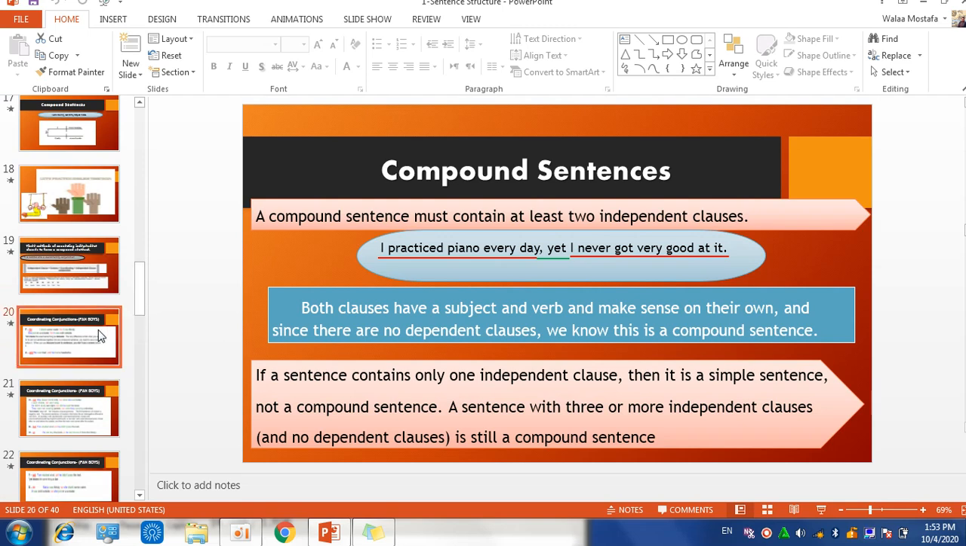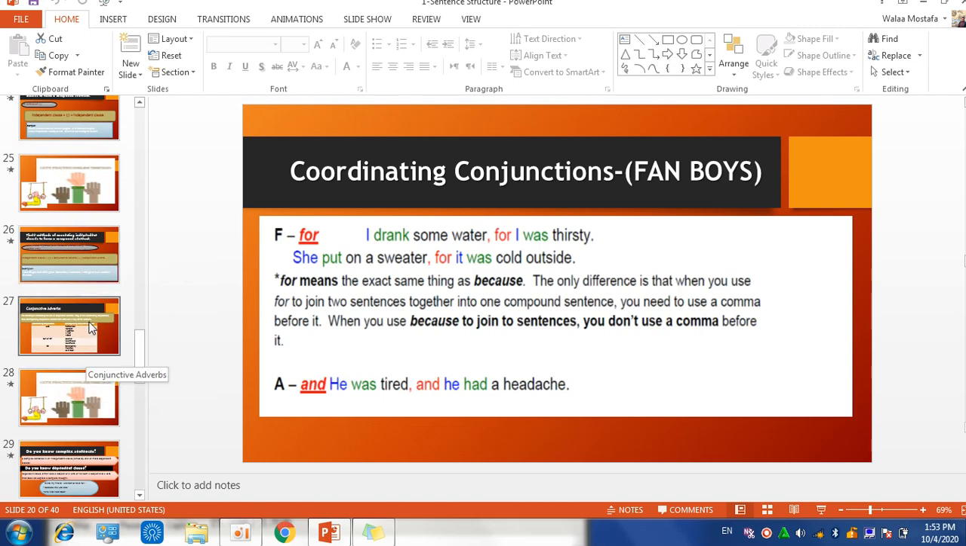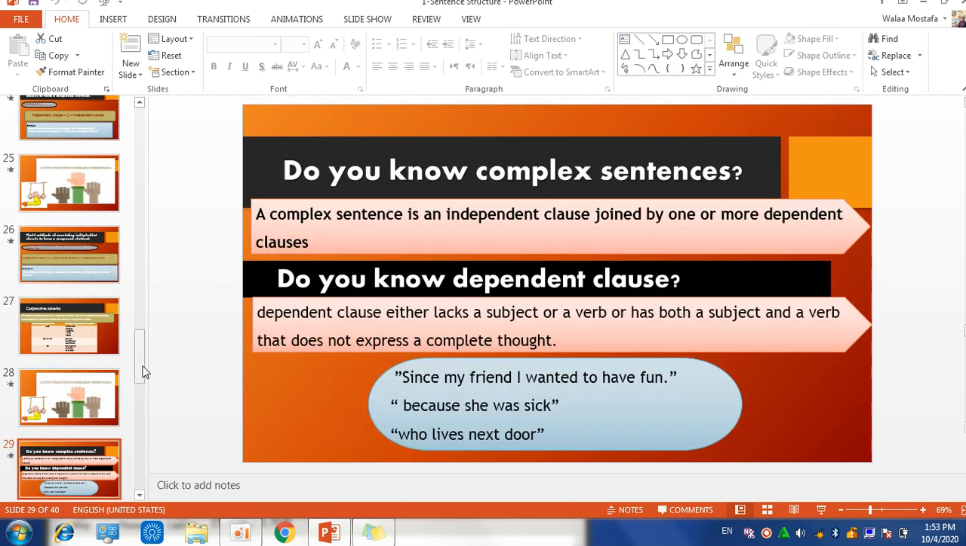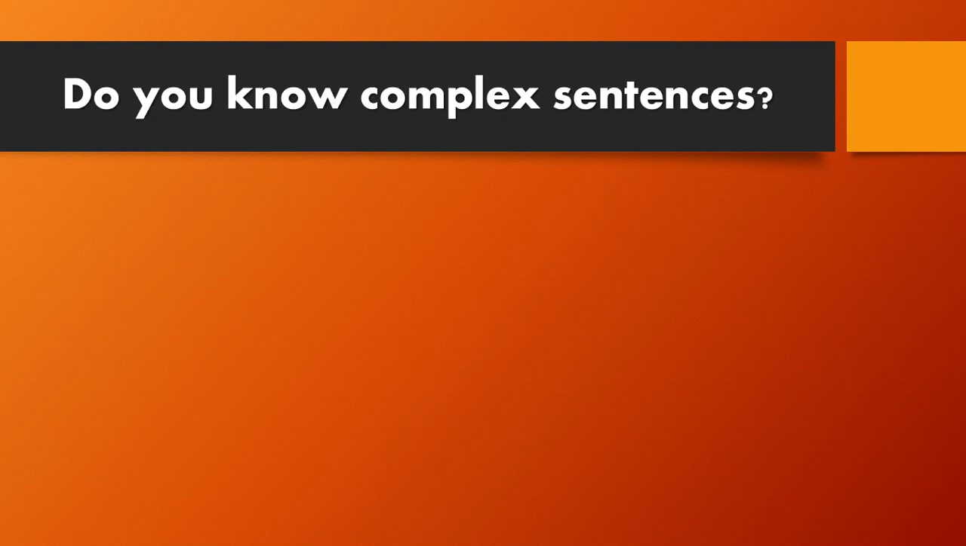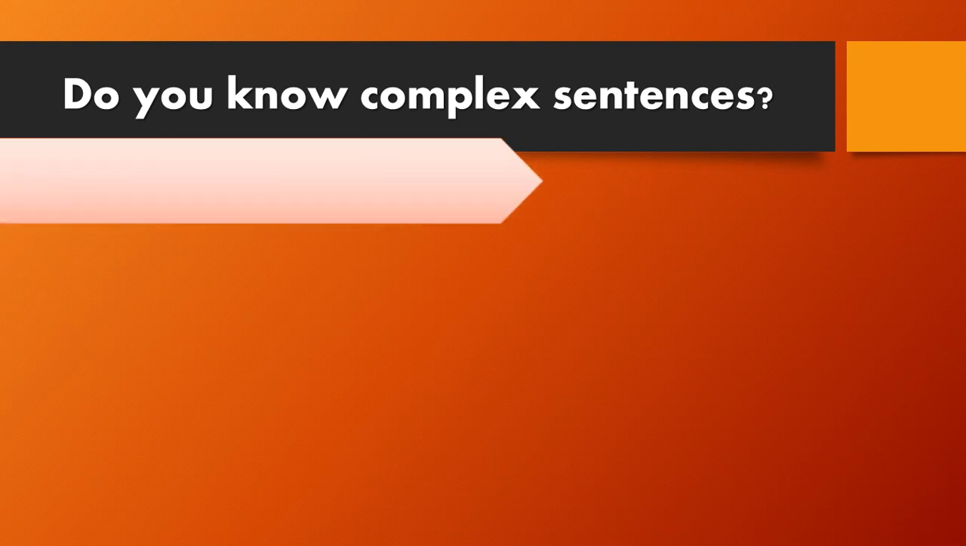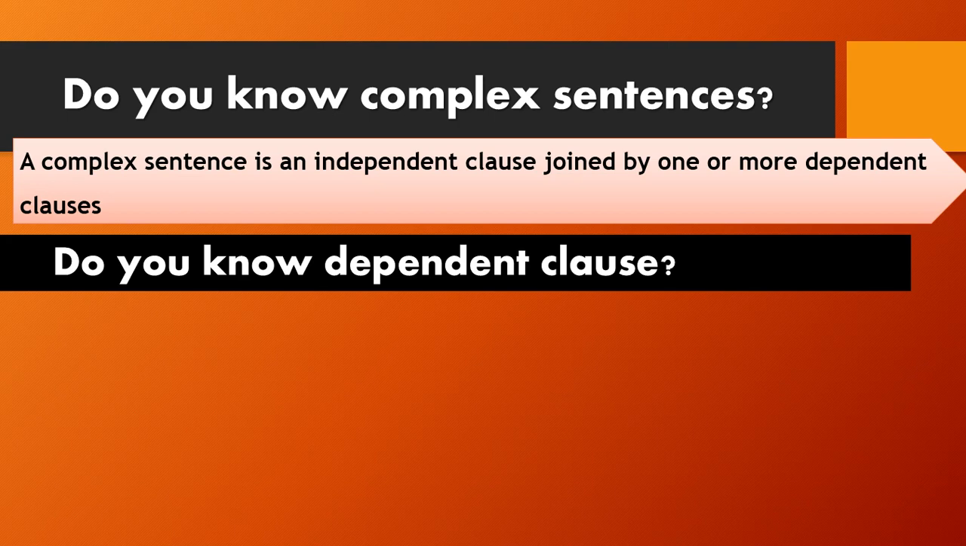Today, the complex sentence. You can revise all these things. Yes, we start here. What is the complex sentence, and what is the difference between the complex sentence and the compound sentence? The complex sentence is a sentence that has one independent clause and at least one dependent clause. Again, a complex sentence is an independent clause joined by one or more dependent clauses.